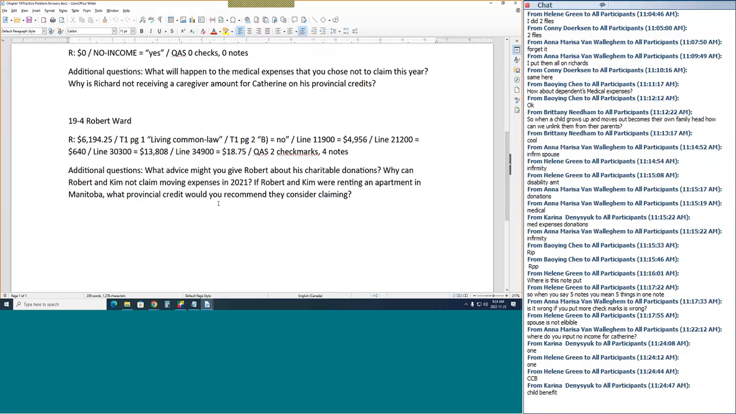But in this case, no children, no dependents, no extra benefits we have to worry about, no complicated dependents or transfers we have to worry about. So we're just going to do 1. All right, so we're going to do 1. We're going to double check that.